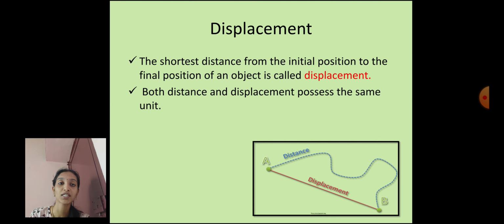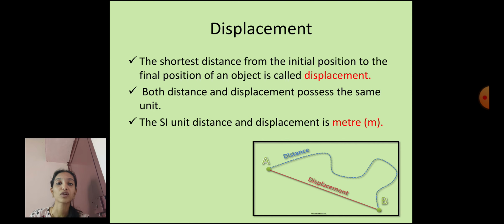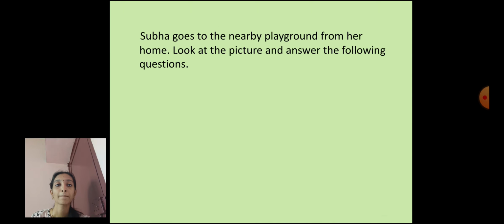Both distance and displacement possess the same unit, the meter. So the SI unit of distance and displacement is meter. We can represent the meter as a small letter m. So we studied distance and displacement.